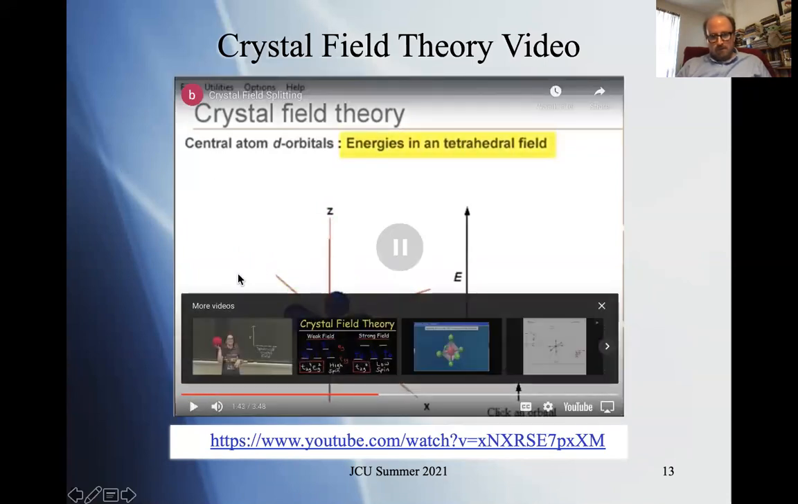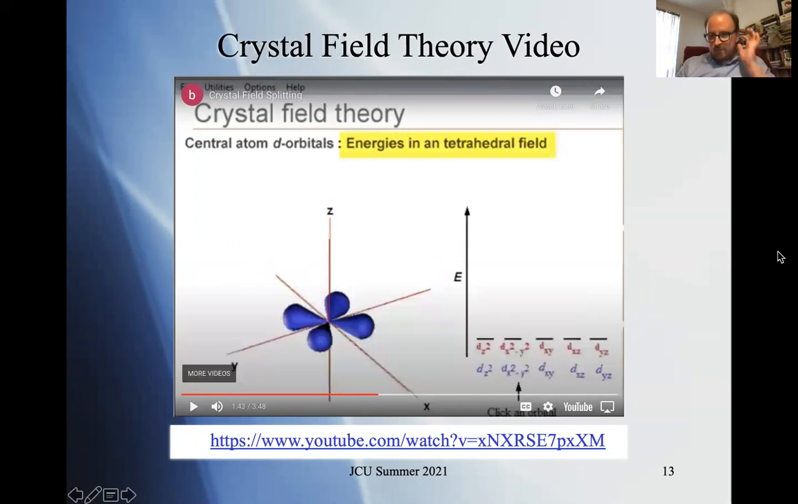In a tetrahedral... All right, so we're going to stop there because we're not going to really worry about tetrahedral geometry.